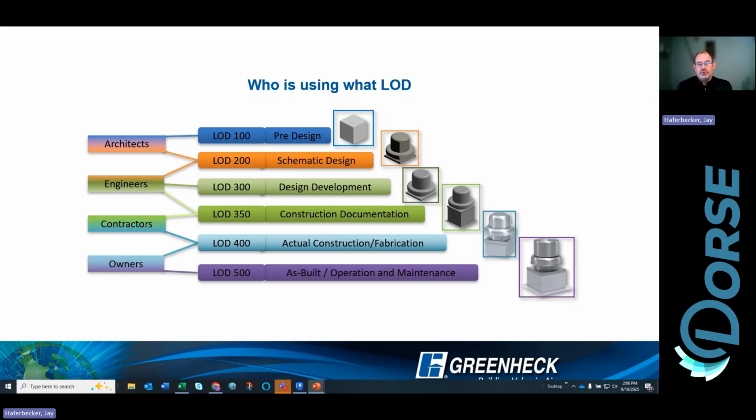And then there's the 500s. The 500s are the as-built. At this point, the building's already been built. Someone hires a third party to come in and update the Revit project to how it actually got built, add supplemental info like serial numbers of the products that got installed, replacement parts list, maintenance schedules, that type of stuff.